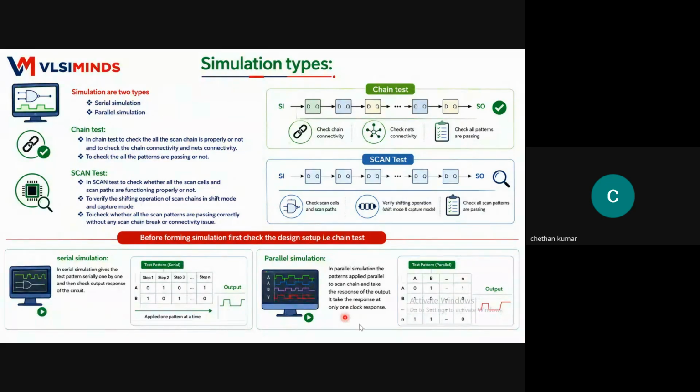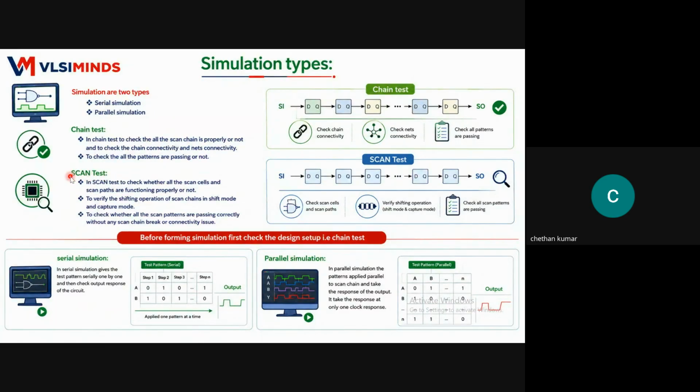Whereas in case of parallel, usually for the simulations, parallel patterns will not be delivered to the ATE. This is just to make sure that these patterns are passing from our side. As we all know, at the ATE machine there will be a limited number of pins to apply the patterns. So only the serial patterns will be delivered to the ATE machine, both for chain test and for the scan test.